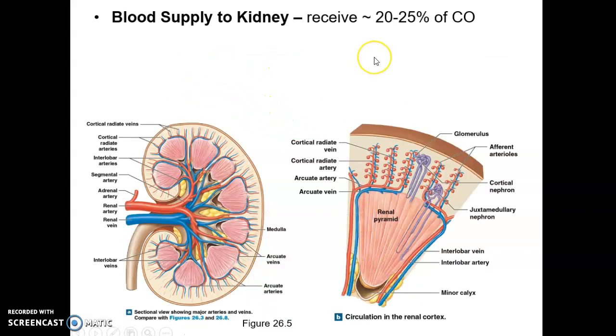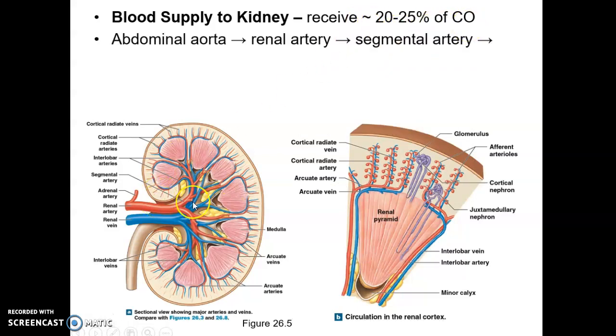So let's look at the blood supply. Kidneys are receiving quite a bit, 20-25% of the cardiac output. Kidneys function to filter blood, so they have an ample blood supply. They receive the blood in from the abdominal aorta, and then branching off of that is the renal artery, here in red, coming into the kidney. And then the renal artery branches into multiple segmental arteries.